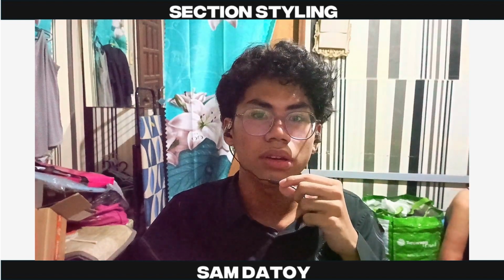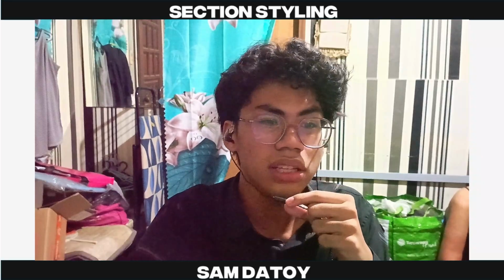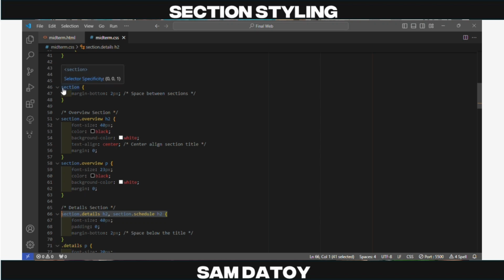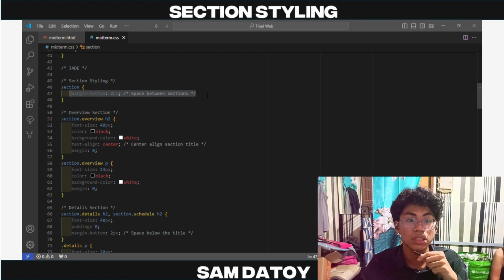Hi, my name is Sam Datoy, and now I will discuss the section styling sa CSS. So, start tayo sa section. Okay, sa section, naglagay tayo ng margin bottom with 2 pixel. So, itong margin bottom na to, ito yung spaces between those sections. Di ba meron tayong section for main, may section tayo for schedule, details, gallery, and registration. Yung spaces between them, ayun yung ating margin bottom.